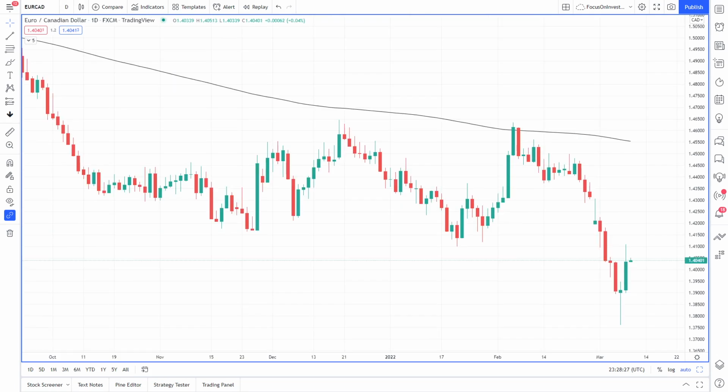This chart is the euro against the Canadian dollar on the daily time frame. We can see the black line on the chart is the 200 simple moving average, and price is currently trading below the 200 simple moving average, giving price a bearish bias. You can see on this chart that price is trading close to the 200 simple moving average, so it's not necessarily a strong bearish bias.